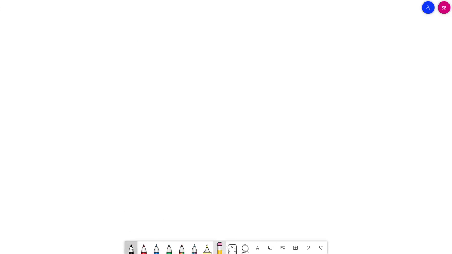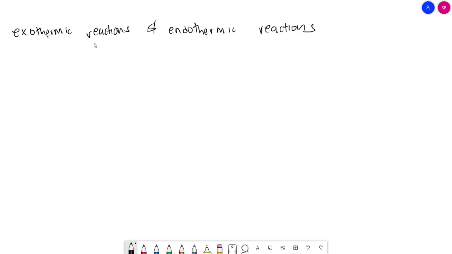We move on to another subtopic, and this subtopic is about exothermic reactions and endothermic reactions. Maybe you might not know what these terms are for now, but basically, whenever a reaction takes place, during a chemical reaction, there is always an energy change. Energy can be either given out or taken in, and usually this energy is in the form of heat.